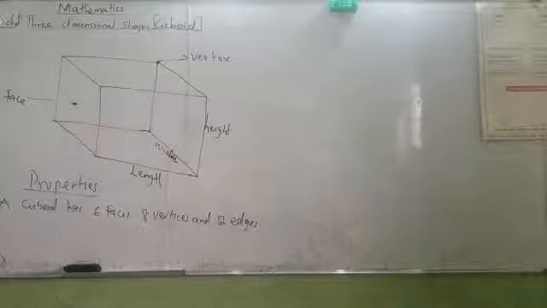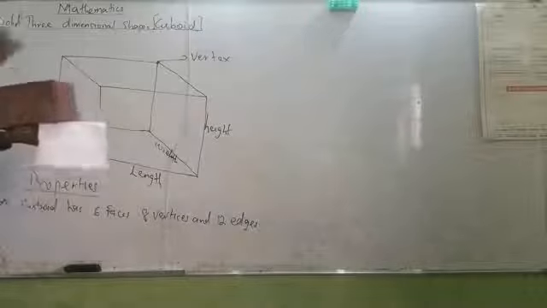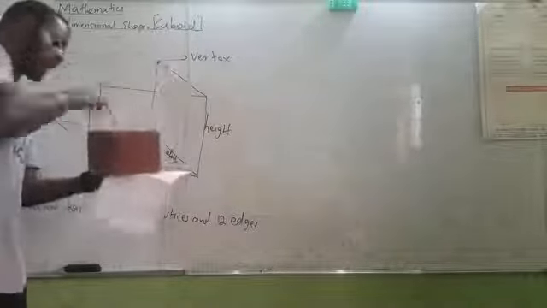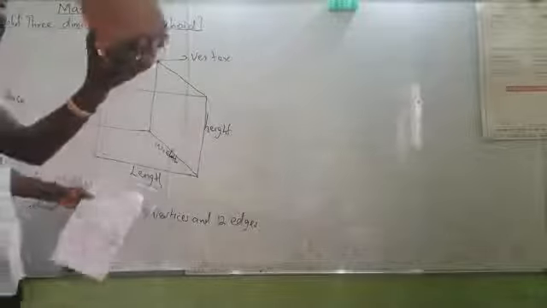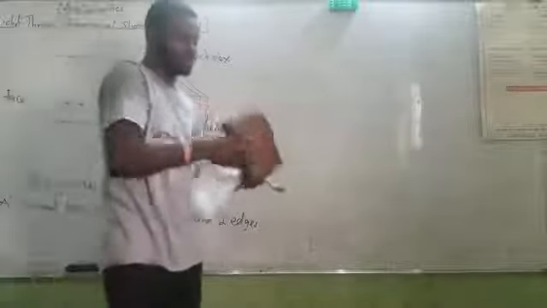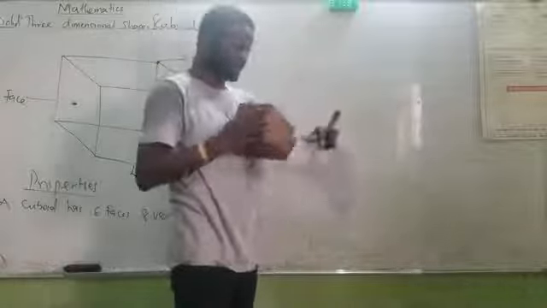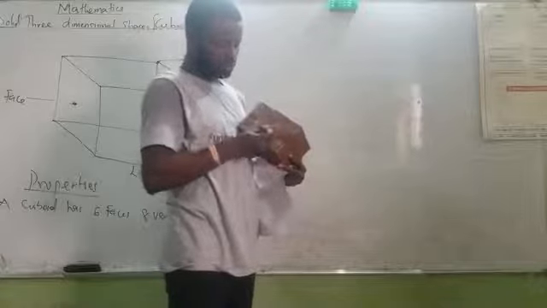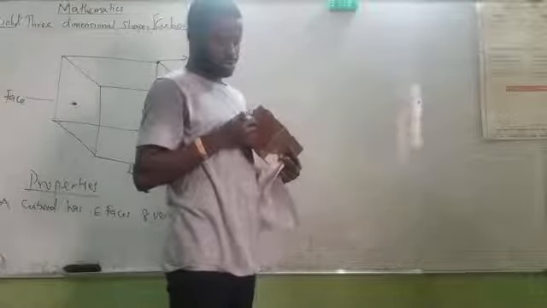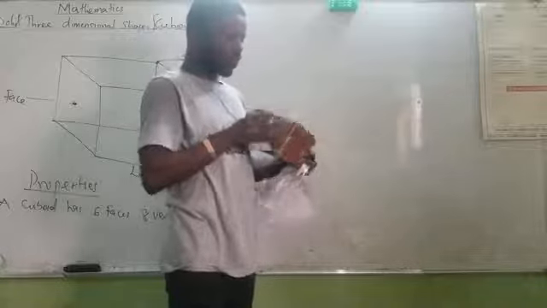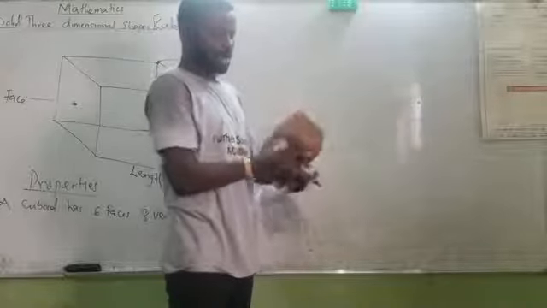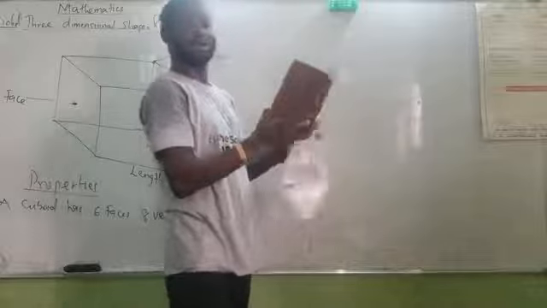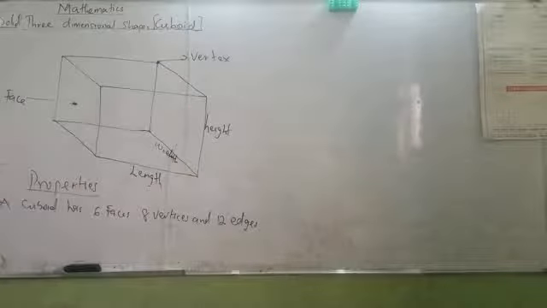Let me try to explain that. 6 faces: 1, 2, 3, 4, 5, and 6. Let me count it: 1, 2, 3, 4, 5, and 6. Can you see? 6 faces.